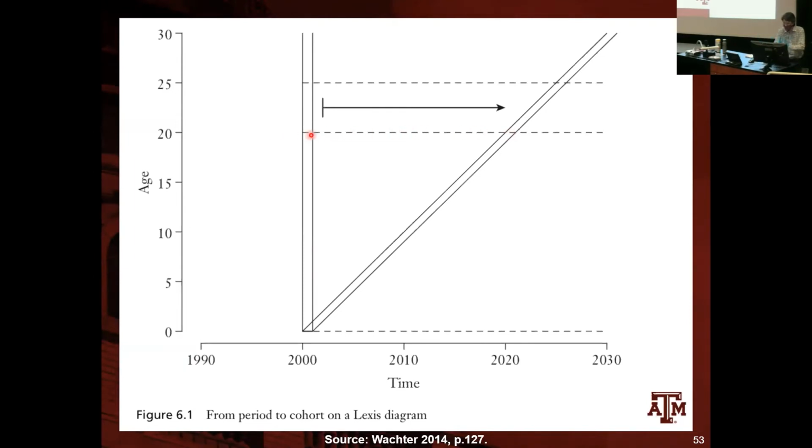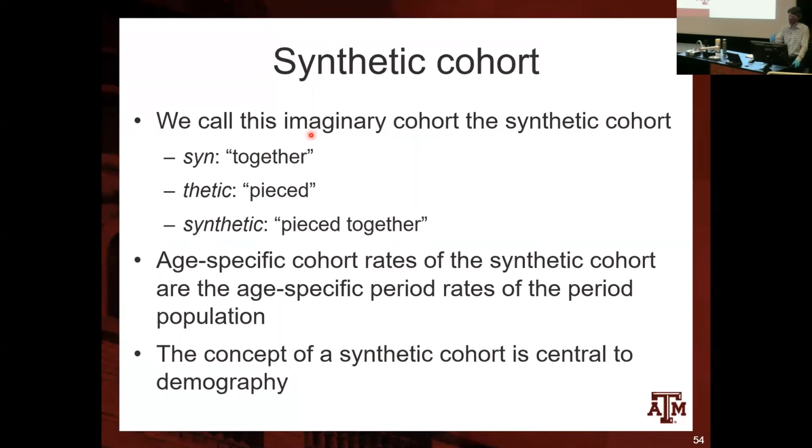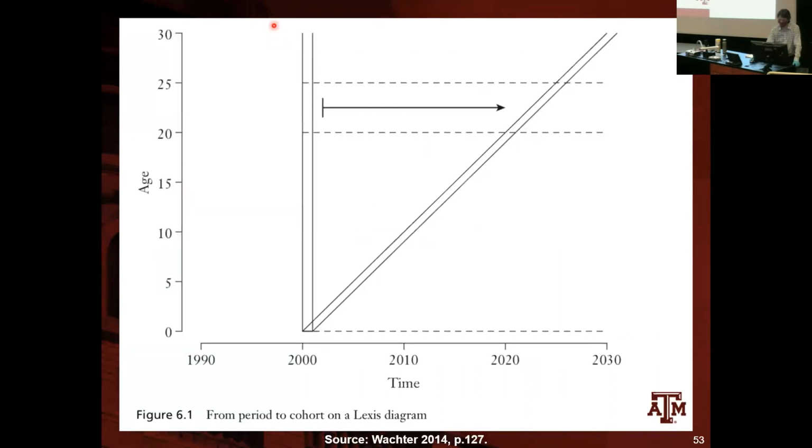So I'm using information from a specific period to create these hypothetical cohorts. And that's what's called a synthetic cohort. We call this imaginary cohort a synthetic cohort. We piece together all this different information from this specific period, and we are saying that people would follow this experience over their lifetime.